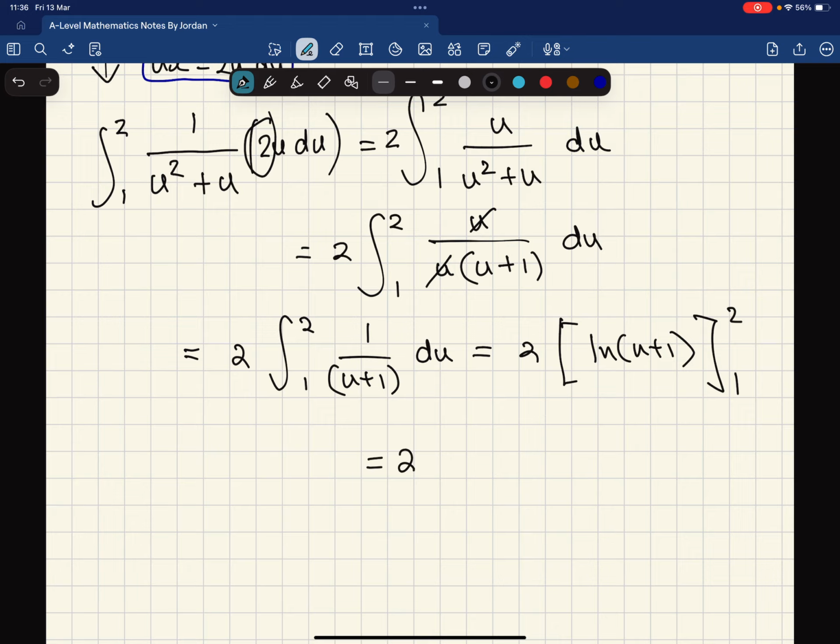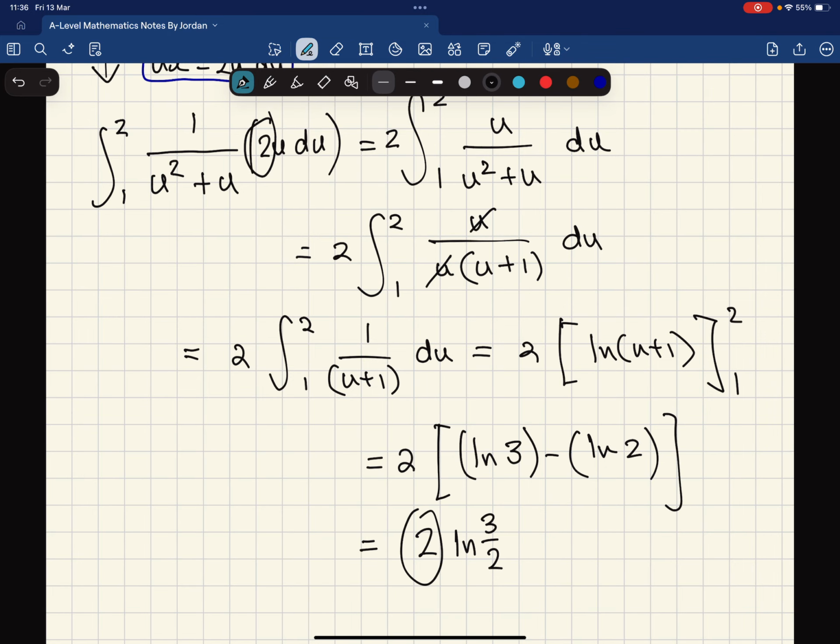So that's going to be 2. We have ln, then don't forget we've got u add 1 in here. So if u is 2, that would be 2 add 1. So that's ln 3. And then this time put the 1 in. 1 add 1 is 2, so that's ln 2. When you subtract log naturals, it turns into a fraction, so we'll get ln 3 over 2, and this 2 will still be at the front.